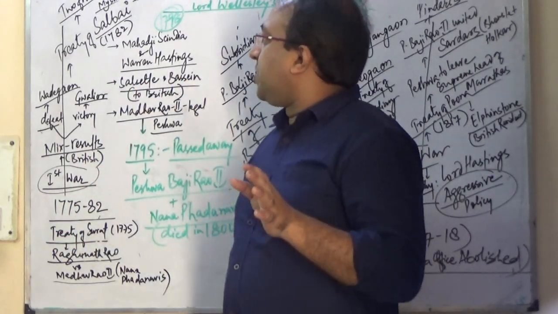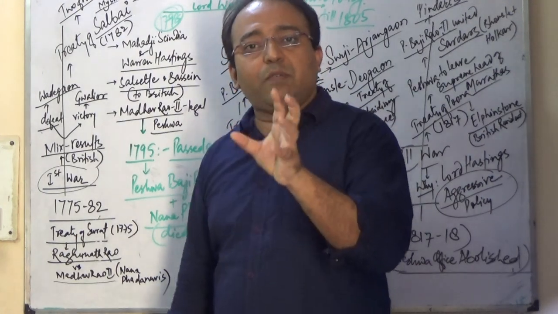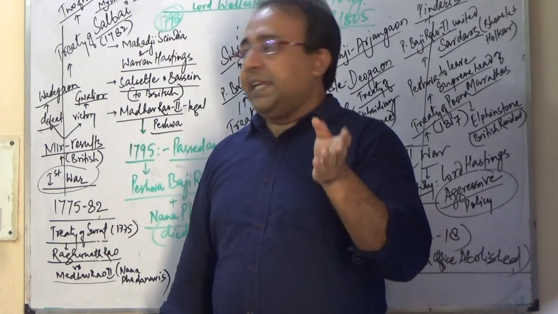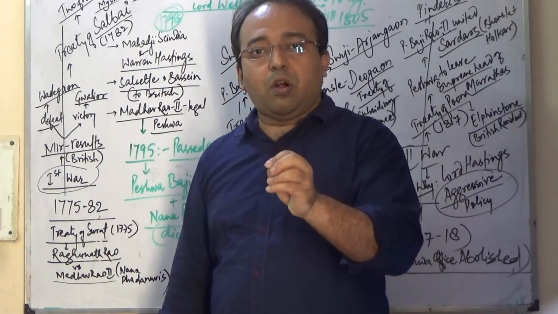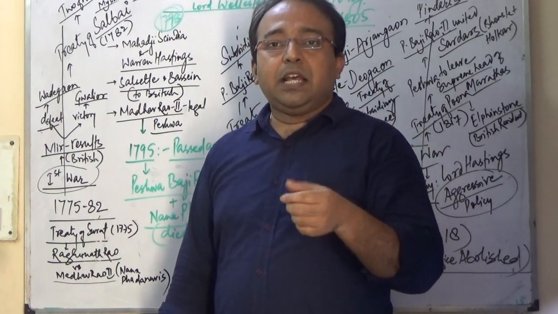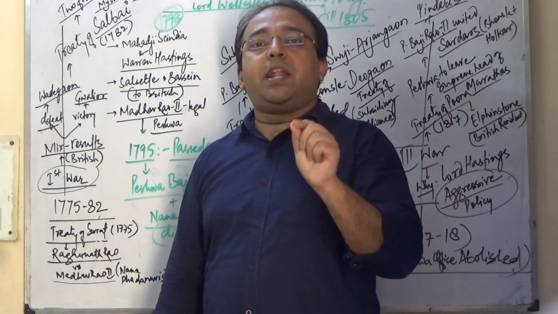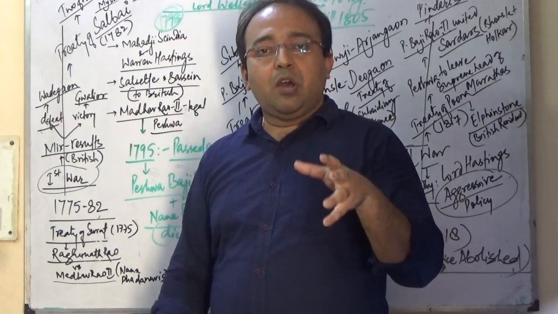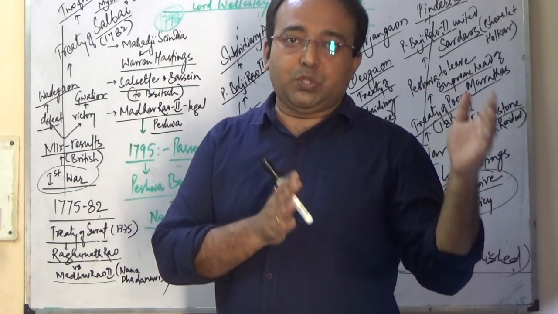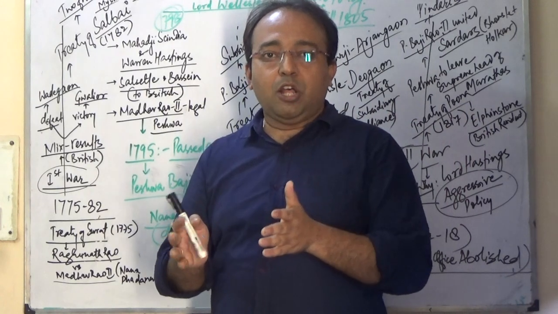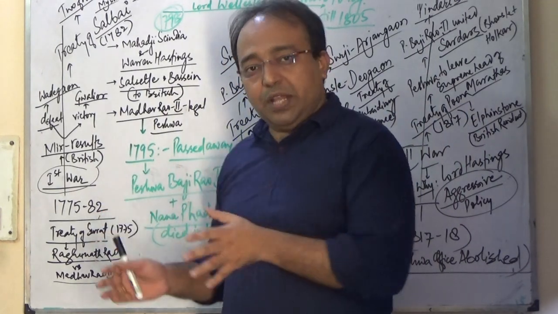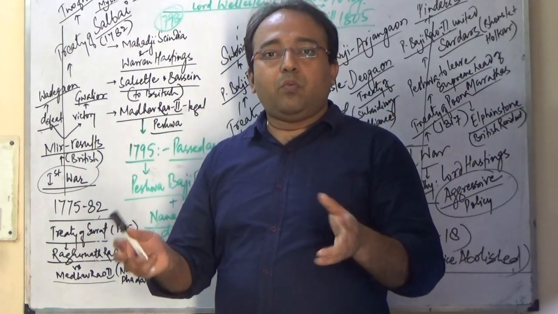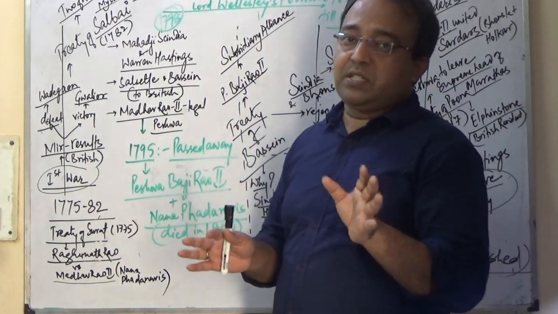So why was the Treaty of Salbai signed by the English? Because of two factors. One, in the Battle of Wadgaon, they had already been defeated. Second, the Britishers were already fighting with Mysore. Now understand, on one front they were fighting with Mysore, with Hyder Ali and Tipu Sultan. On the other hand, they were also fighting with, of course, the Marathas. So a two-front war was not a cup of tea for the Britishers at that point of time.